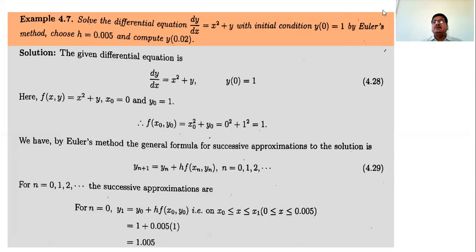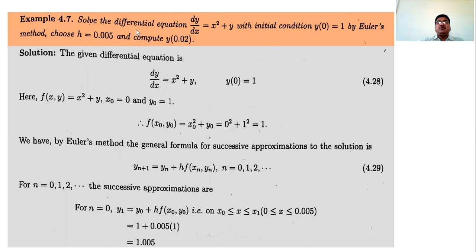Next problem is again dy by dx is x square plus y, and we are given y0 is 1. By Euler's method, choose h as 0.005, and we have to find the value at 0.02. That is, the value at 0 is given, and we have to find the value at 0.02. That is, first find the value at 0.005, then 0.005 plus 0.005 is 0.01, and then add 0.005, we have 0.015, y3, and then we have the value at 0.02. That is y4. That is, first find y1.